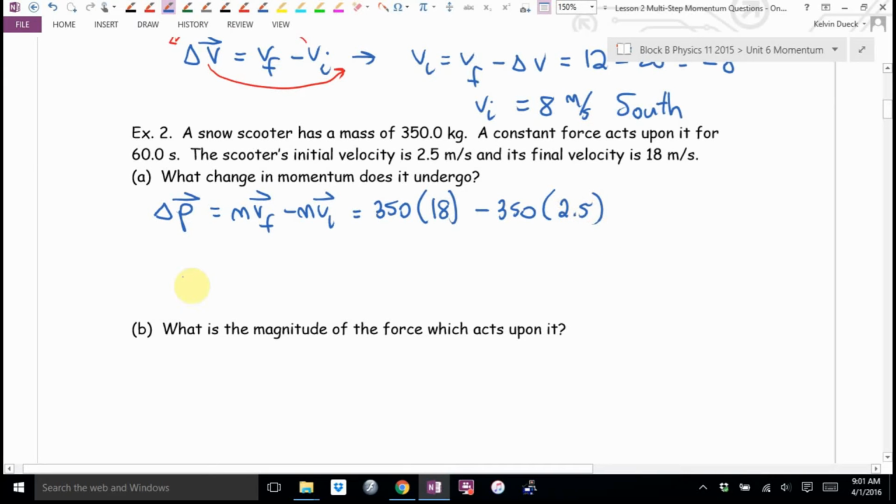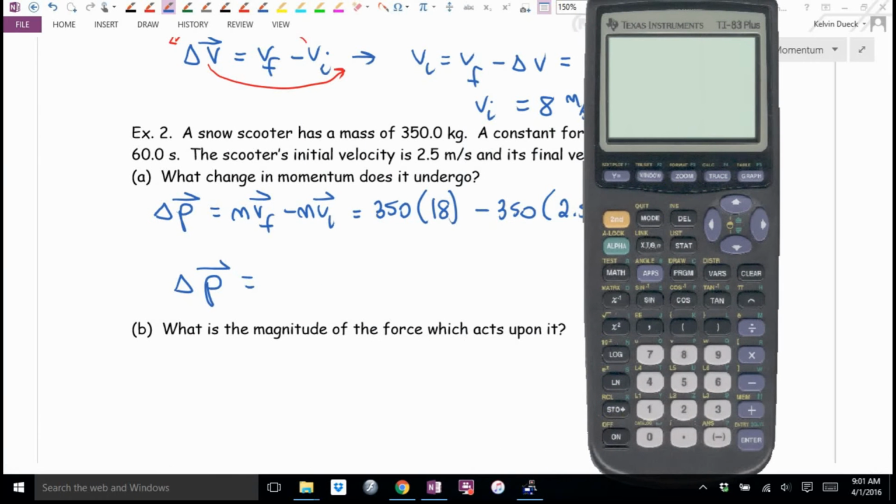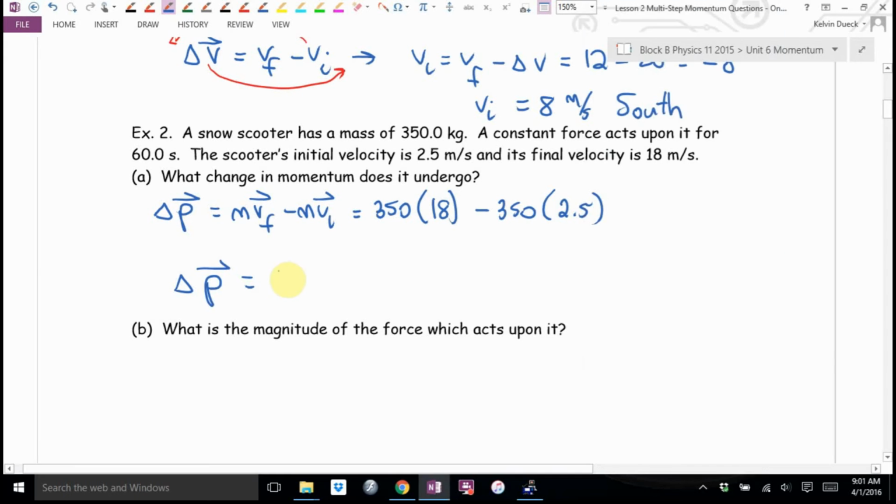All right, now I need my calculator. Or do I? 18 minus 2.5 is going to be 15.5. Yeah, I'm going to use a calculator. 350 times 18 minus 350 times 2.5. What change in momentum, what impulse did this snow scooter undergo? 5,425. 5,425 what?